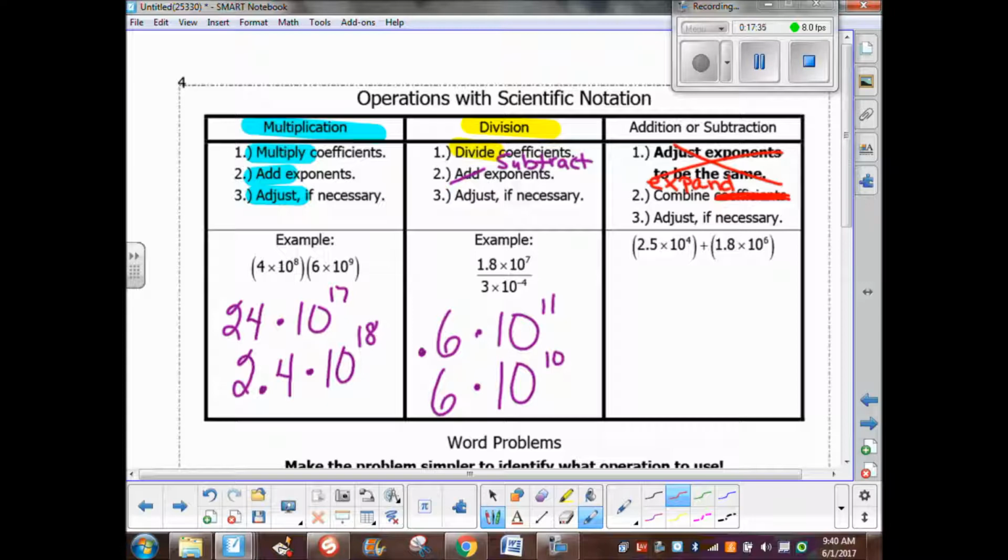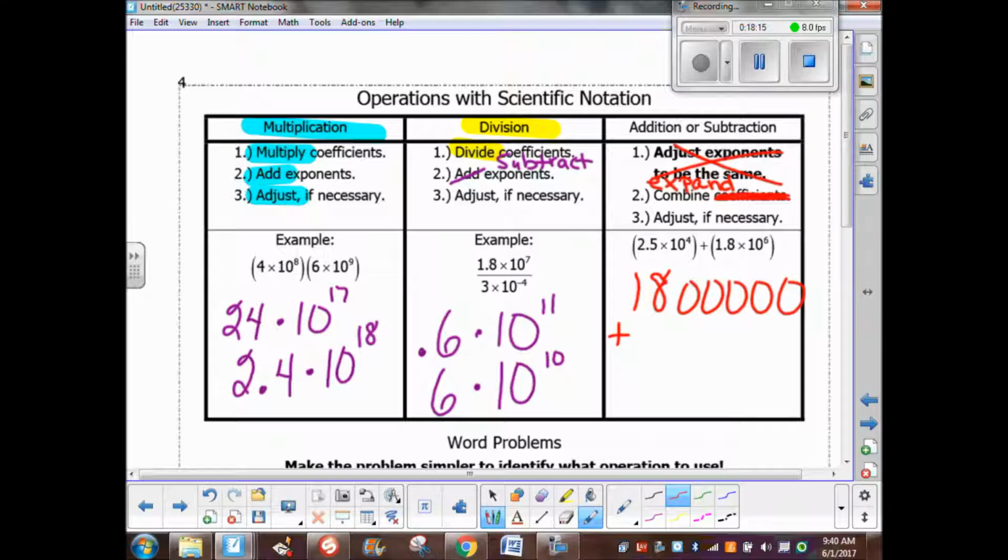Can somebody expand 1.8 times 10 to the 6th? Meaning write it in standard notation for me, Tony. That would be 1, okay, 8, and then how many zeros? 4, 5, okay. Yes, okay. So now, 2.5 times 10 to the 4th. Somebody expand that one for me.